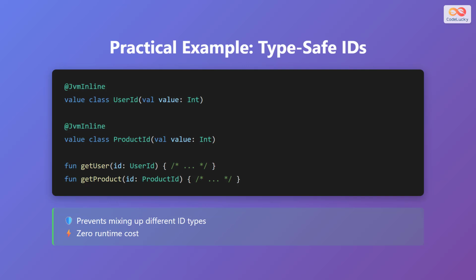One of the most common use cases for value classes is creating type-safe identifiers. Imagine you have both user IDs and product IDs in your application, both represented as integers. Without value classes, it's easy to accidentally pass a product ID where a user ID is expected. By wrapping them in separate value classes, the compiler prevents these mistakes at compile time. And because they're value classes, you pay zero runtime cost for this added safety.